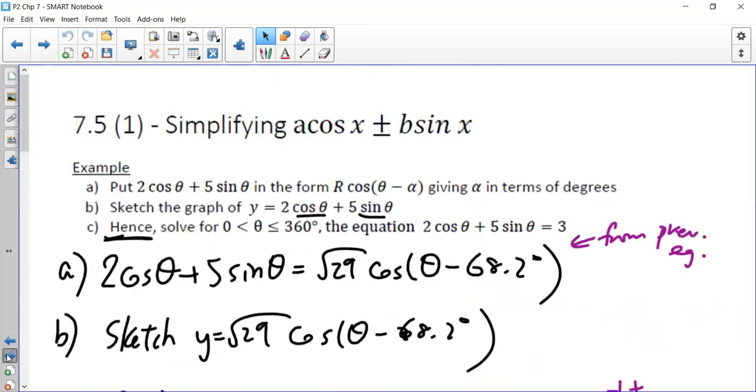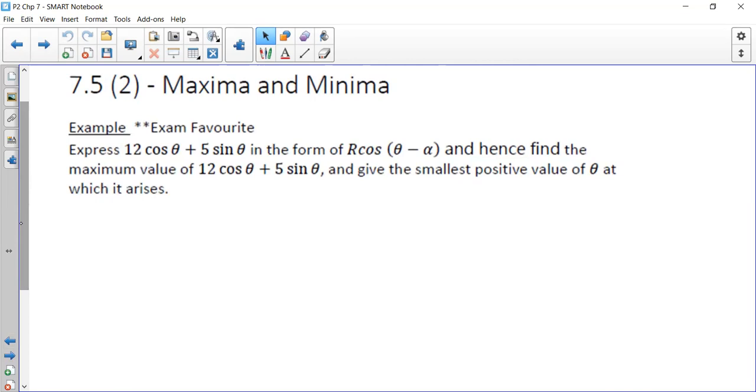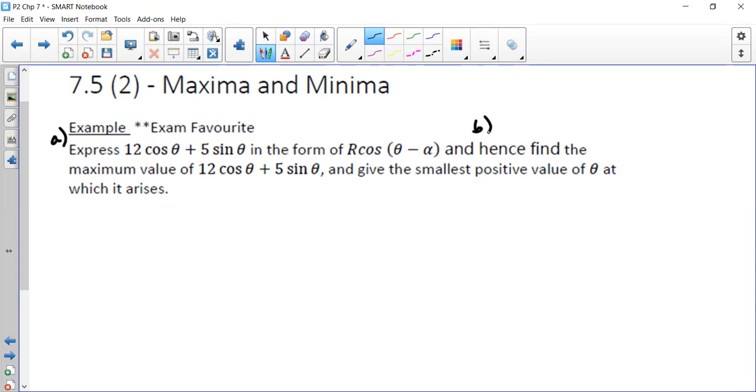Now we're going to apply this into today's lesson about finding maxima and minima. So first thing, in this example, there are actually three questions in there. The first question, part A, express in the form of R cos theta minus alpha. Part B, hence find the maximum value of 12 cos theta plus 5 sin theta, and then part C, give the smallest positive value of theta. This is the core concept we're learning today, these three questions. And they usually come together as well, like a meal deal. You get sandwich, you get a drink, you get snacks. So part A, B, and C, there we go.